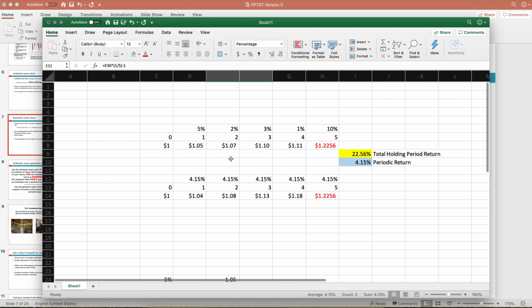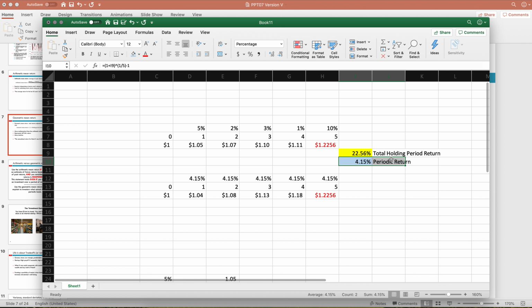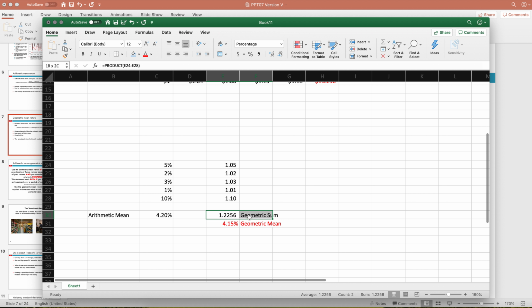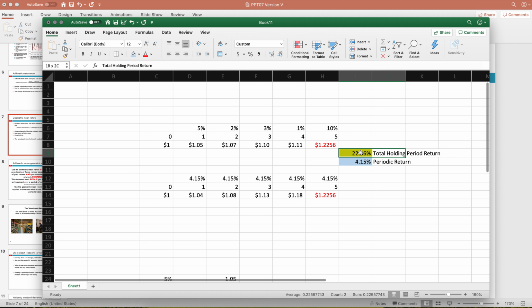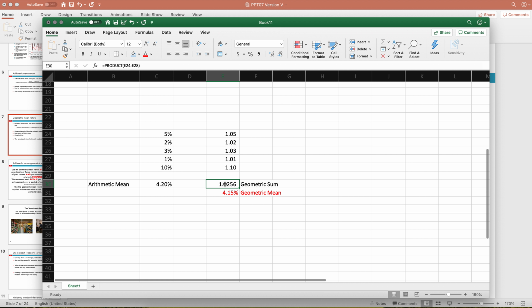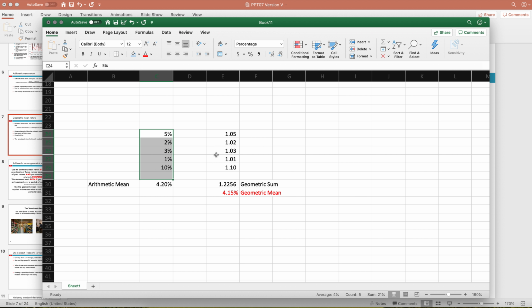Notice that it is the same as the periodic return, and that this is the same as the total holding period return. Obviously, we need to subtract 1 to get it, but the thing to note here is we have raw percents here. We had to add a 1 and multiply them all together to get the geometric sum. And then we had to make sure that we added 1 before we raise it to the power of 1 over 5 in order to get the geometric mean. If you don't do that, you'll get a weird answer and it won't be right.